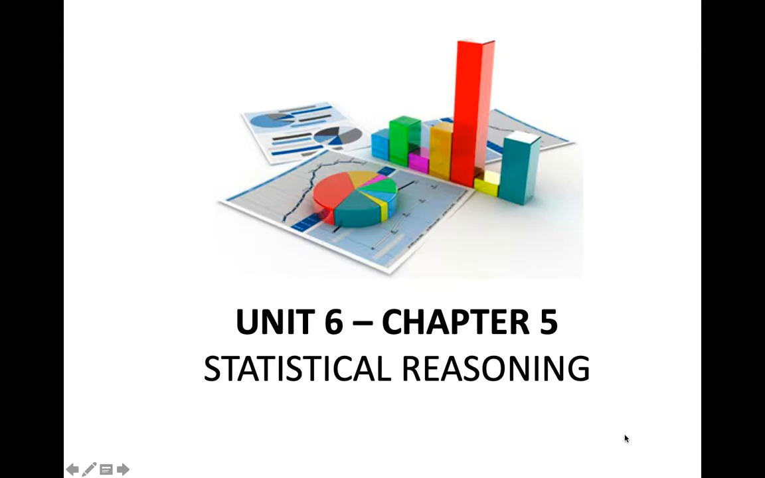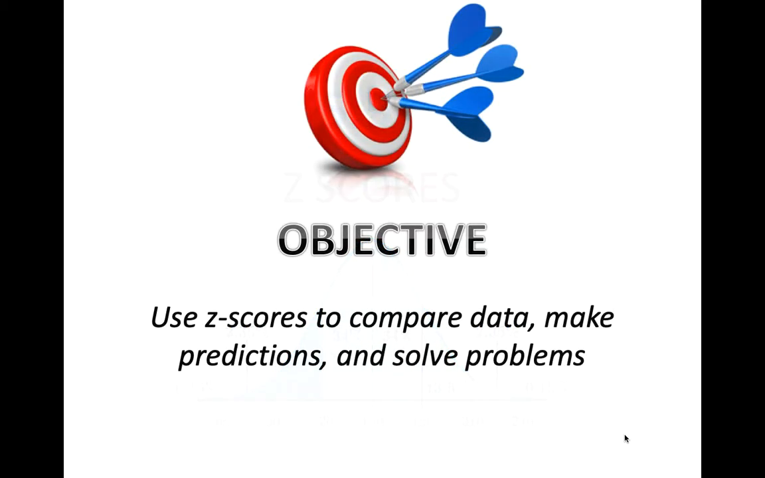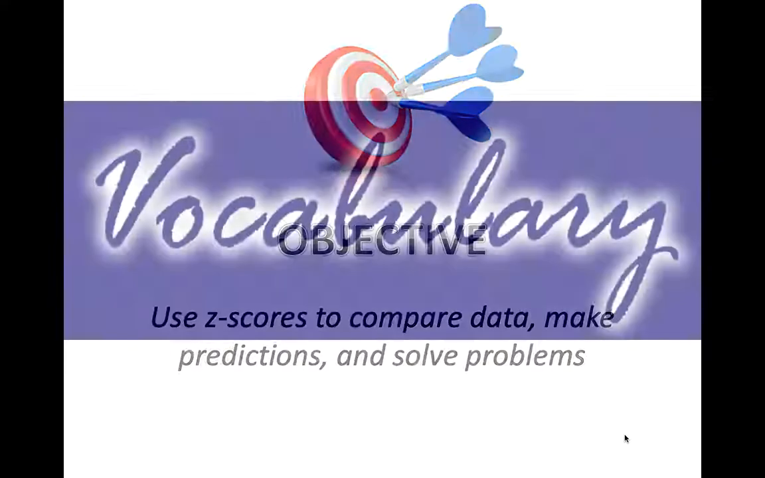As you know, we've been working our way through Unit 6, Chapter 5 in our textbooks on statistical reasoning. And what I want to look at in this particular video is 5.5, where we look at z-scores. I'm just going to do it in two parts. So the first part, we're going to be taking a look at, what are z-scores? How do I find them? What do they mean? What am I learning about the data by calculating something called a z-score?